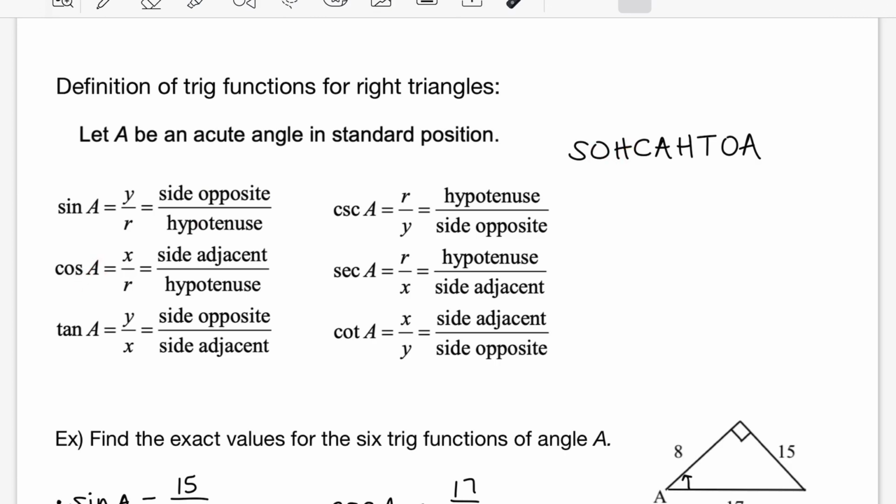For cosine, we have adjacent over hypotenuse. For tangent, we have opposite over adjacent. Then with our knowledge of these reciprocal functions here, using this, we can figure out what these guys are. So this is very helpful. If you can't remember all of this, just remember SOHCAHTOA.